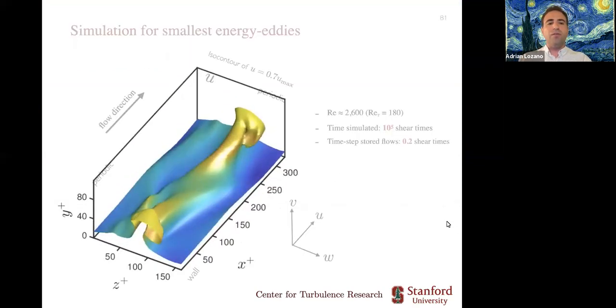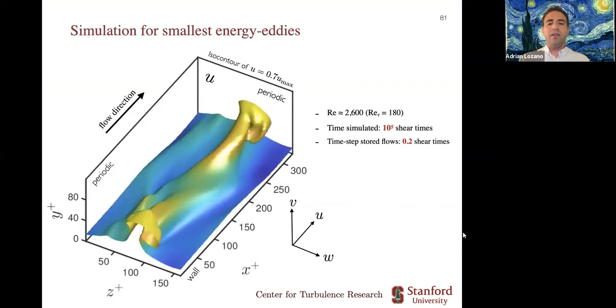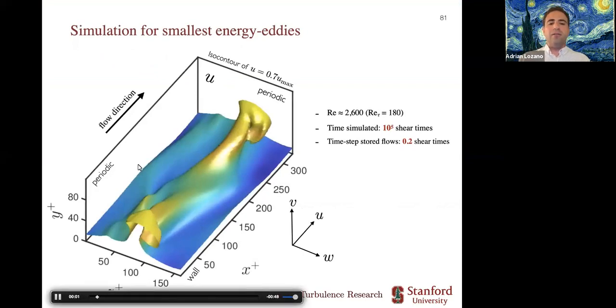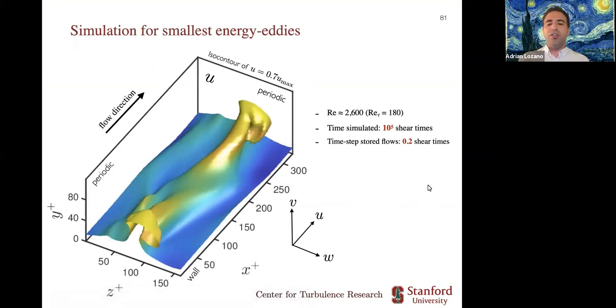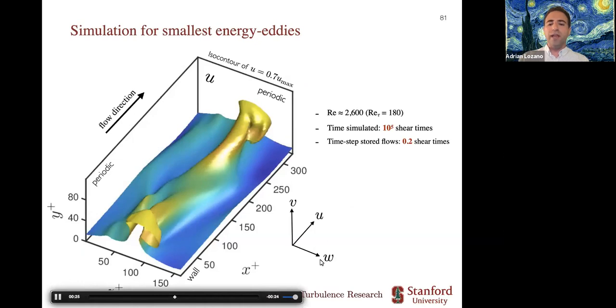This is the simulation for these buffer layer eddies. This is a normal setup. We have a periodic boundary condition, and then we have the wall here. Re tau is 180. What I want to remark about this simulation mostly is that it is time resolved, and I have a very long time history that's going to help me to quantify the causality later. Everything else is a very, very standard setup. Also, I'm going to use this notation of U, V, and W. U is the streamwise, V is the wall normal, and W is the spanwise velocity.